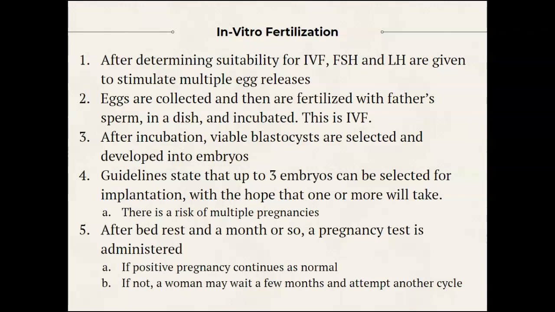And so once you are determined to be eligible for in vitro fertilization, you are given hormones to stimulate multiple egg releases. Remember that women typically only release 1 egg per month, but you can trick your body into producing multiple eggs. Then those eggs are collected and fertilized with the father's sperm outside of the body, and then they're incubated. So the idea of fertilizing eggs outside of the body, that's in vitro fertilization. That's what IVF is.